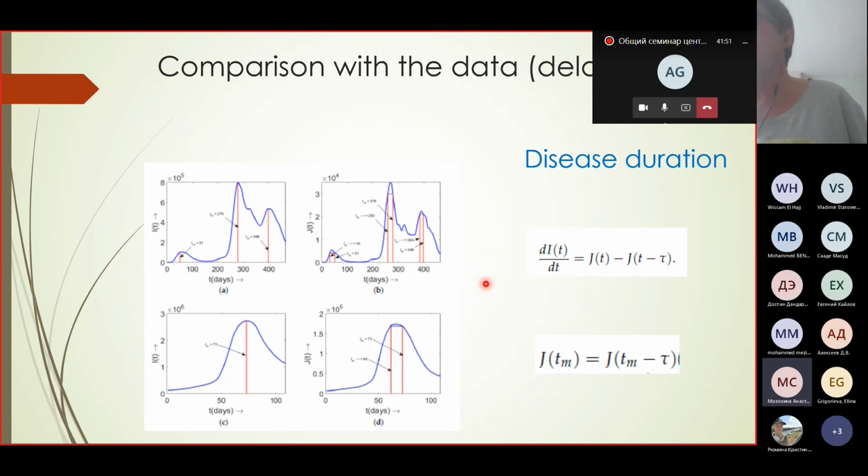So, may I have one question? Yes, please. Could you please recall what is I of t and J of t? I of t is the total number of infected at the moment of time t. And J of t is the number of newly infected at the moment of time t. Thank you.